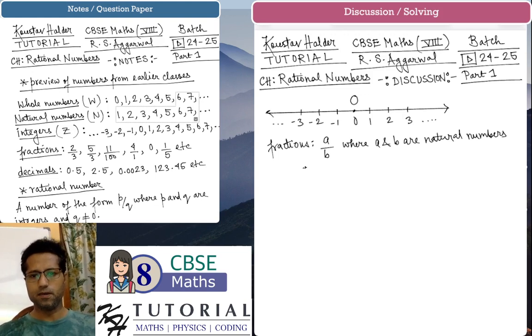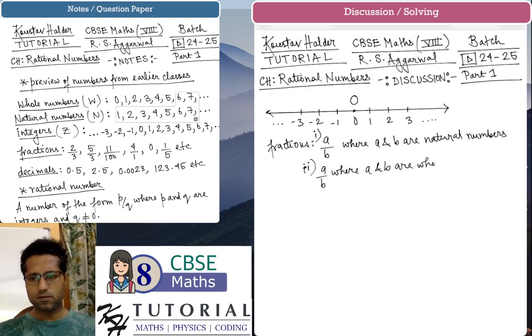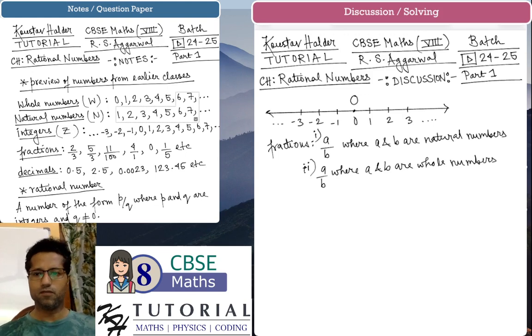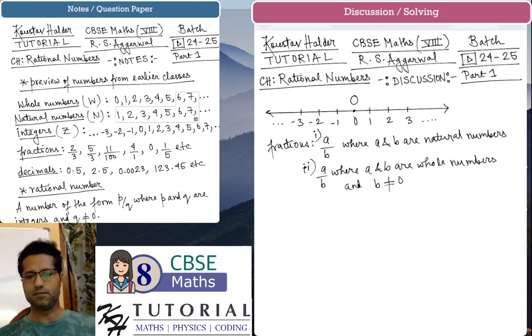Another definition is that a and b are whole numbers, and b should not be equal to 0. Sorry for my bad handwriting, but I hope you will be able to make out what I am writing. So this is another definition that you will find in some textbooks.